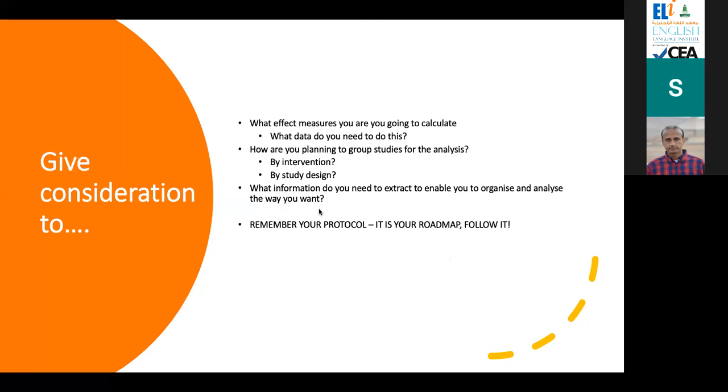So it's important when we are collecting data: what effect measures are you going to calculate? What data do you need to do this? And then how are you planning to group studies for analysis, by intervention, by study design? These things basically make it systematic, because when we determine them beforehand during the protocol stage, then we can start the whole thing. Otherwise there's a lot of time wasting going on when we are not clear about these particular criteria.